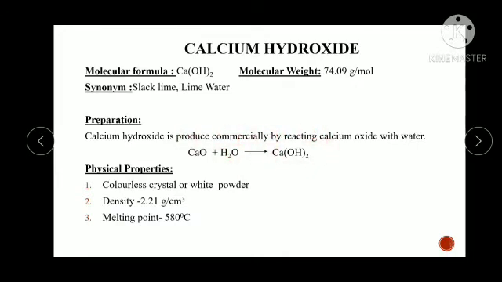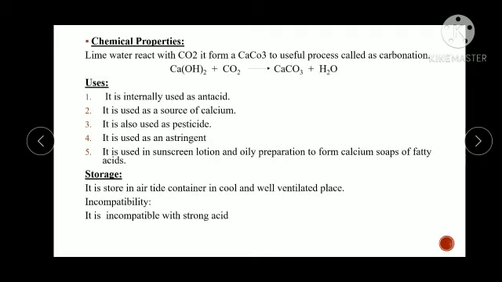The next is the physical properties. First, it is a colorless crystal or white powder. Then the density is 2.21 gram per centimeter cube and the melting point is 580 degrees Celsius. Next is the chemical property. When lime or calcium hydroxide reacts with carbon dioxide, it forms calcium carbonate and water. Next point is the uses.